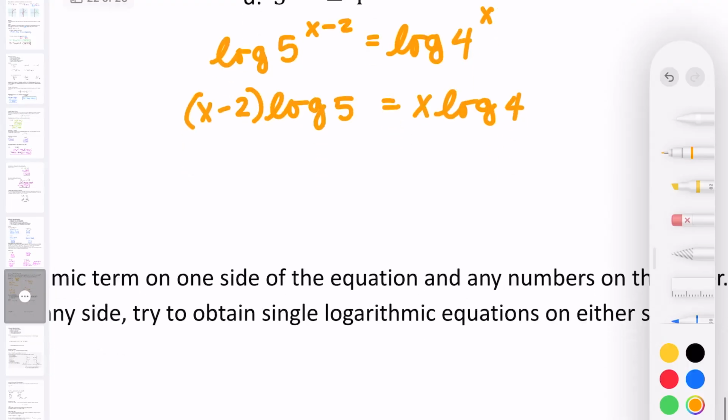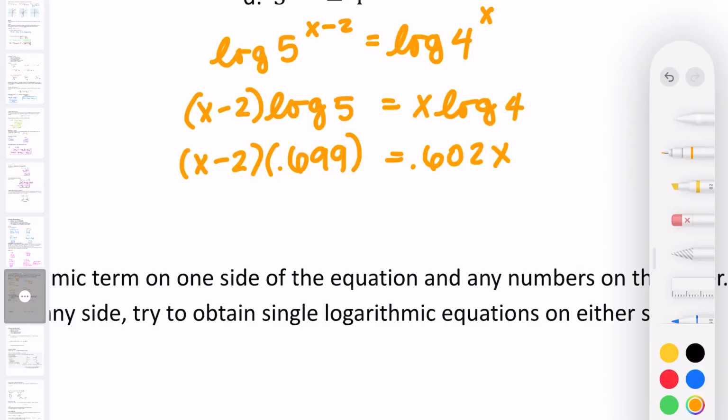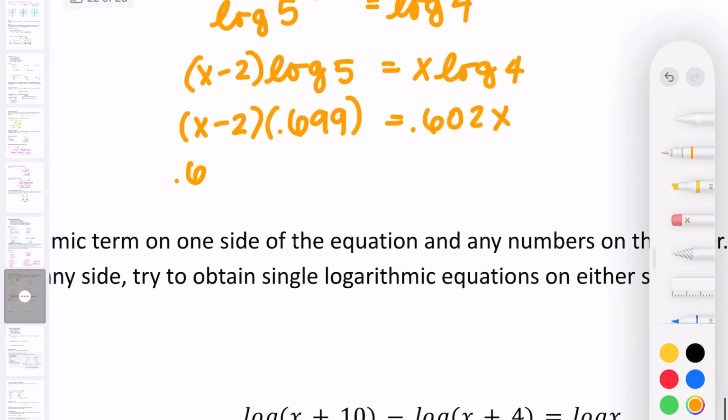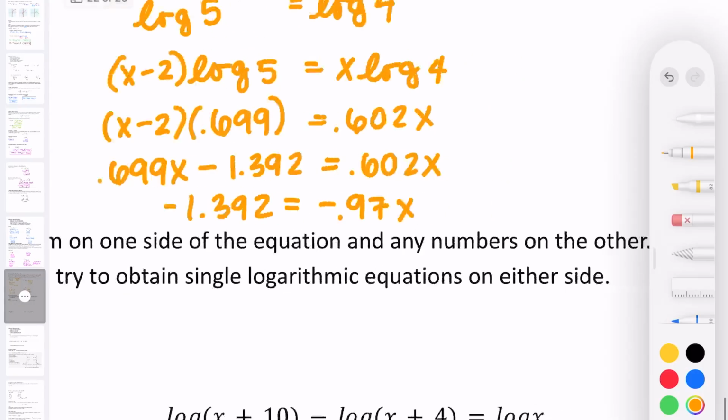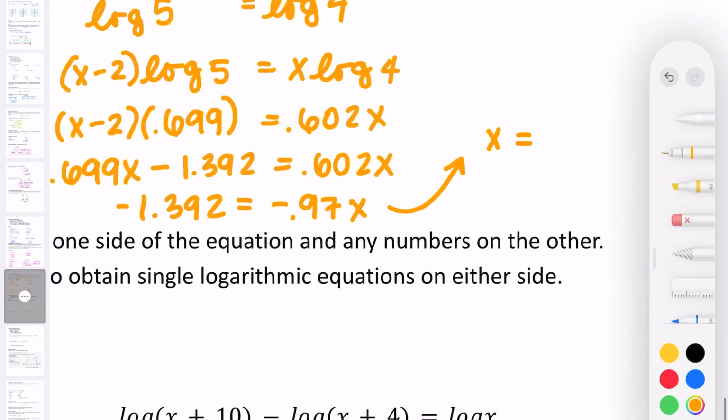Now, we can calculate log 5 to be 0.699, and we can calculate log of 4 to be 0.602x. At this point, it's just math. We'll distribute the 0.69 to both terms, and we will solve. We'll bring the x's together. And we're going to end up with x is equal to 1.44.